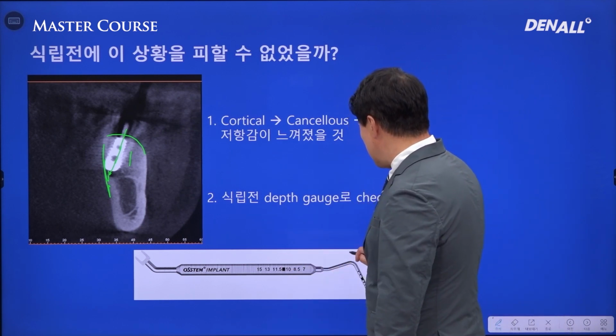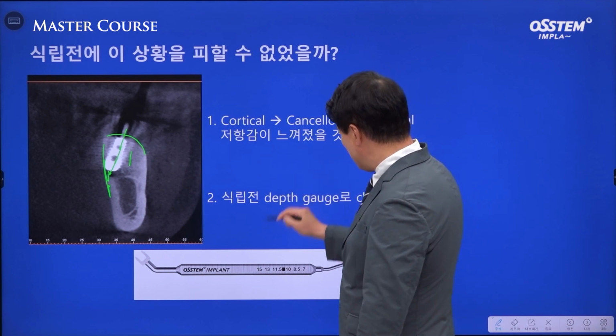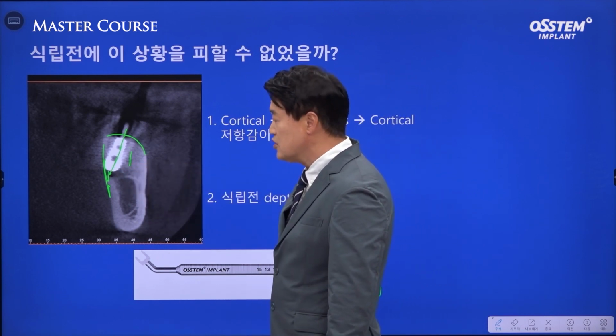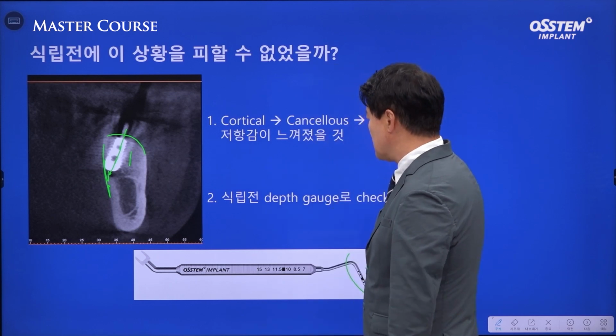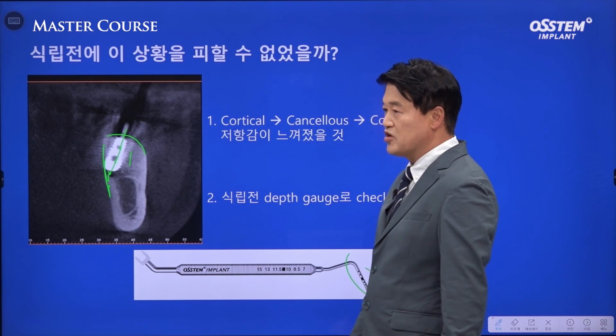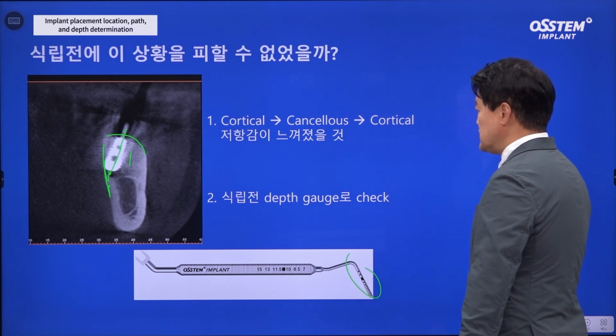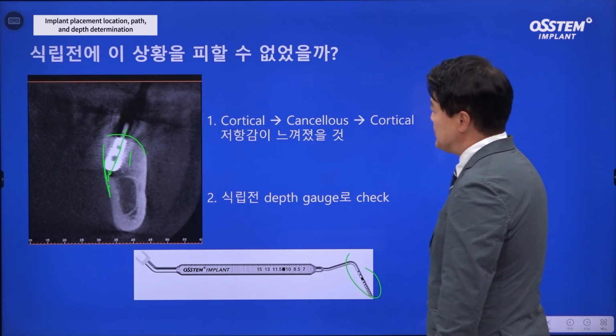So if you are suspicious of the perforation even just a little bit before inserting the implant, you need to check the situation using the depth gauge. So before placing an implant, you can check the situation using the depth gauge to avoid a situation like this.